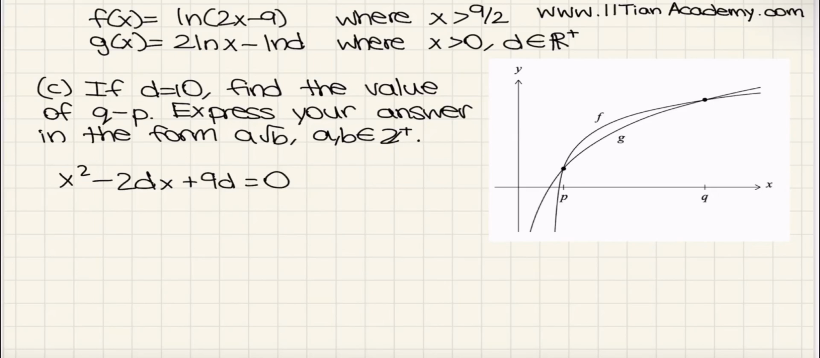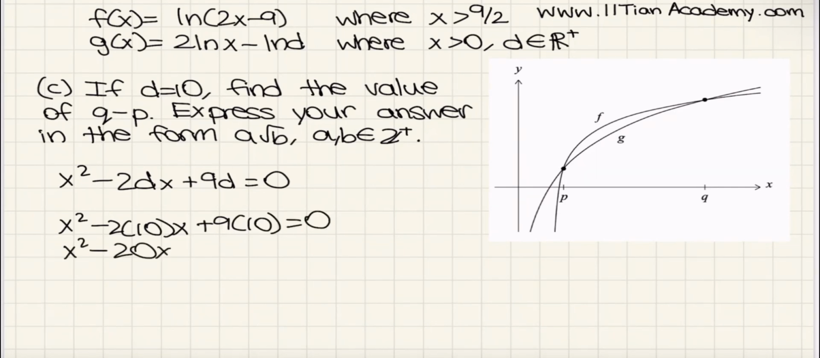All right, for this one, if d is equal to 10, find the value of q minus p and express your answer in the form of a root b. So the first thing we need to do is sub in 10 for d in the equation that we found in the previous part, which is x squared minus 2dx plus 9d is equal to 0. So we're going to get x squared minus 2 times 10 times x plus 9 times 10 is equal to 0. That means that x squared minus 20x plus 90 is equal to 0.